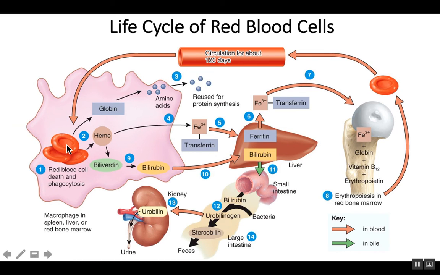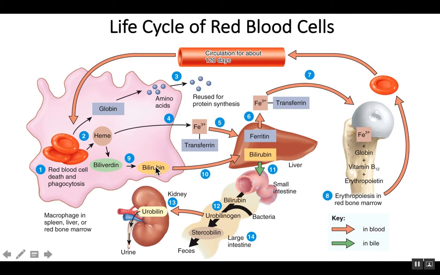The component of hemoglobin that cannot be recycled is the heme molecule. So heme must be metabolized, and then eventually the metabolites are excreted from the body. So heme undergoes a lot of changes, and we call those changes metabolites. Heme gets first metabolized into a green pigment called biliverdin. It gets metabolized into kind of a yellowish orange pigment molecule called bilirubin.